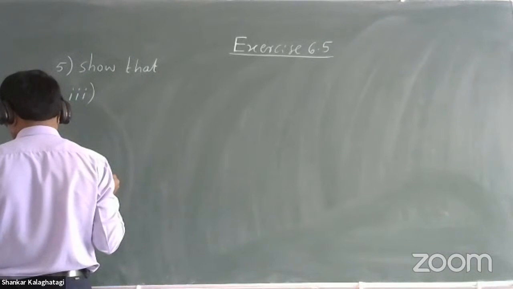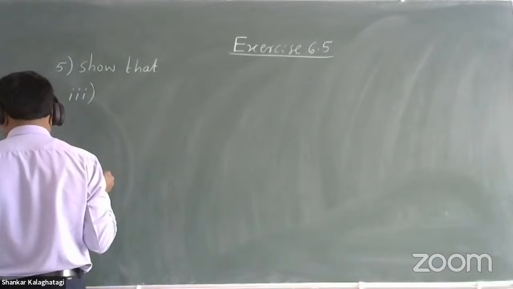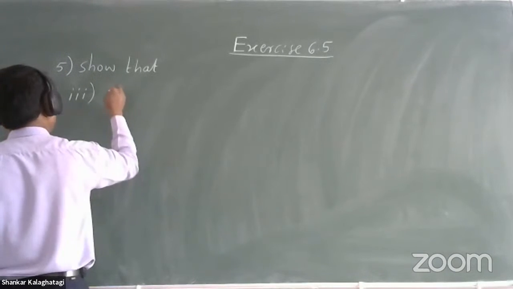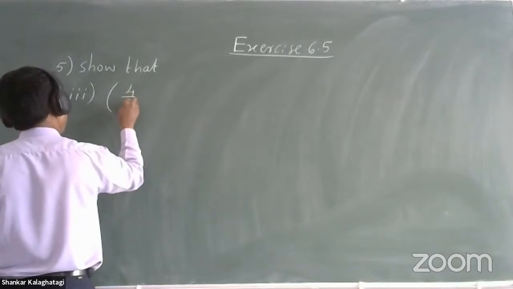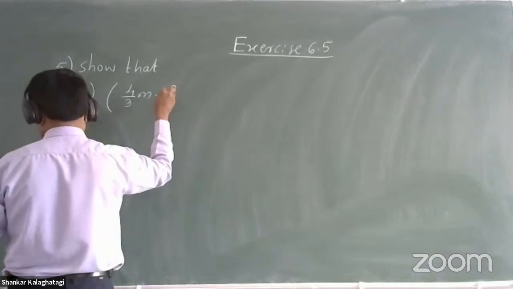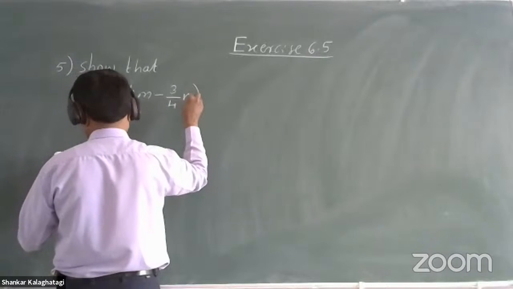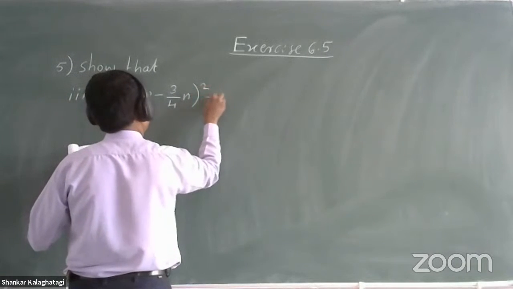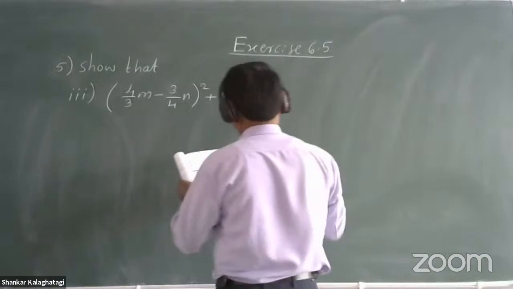Third main is over, no? No, sir. Third one, this is not over. 4 by 3m minus 3 by 4n, this is over already. Sir, no, sir. You gave it to us for solving. Yes, sir. Okay, it is very easy. Equal to 16 divided by 9.